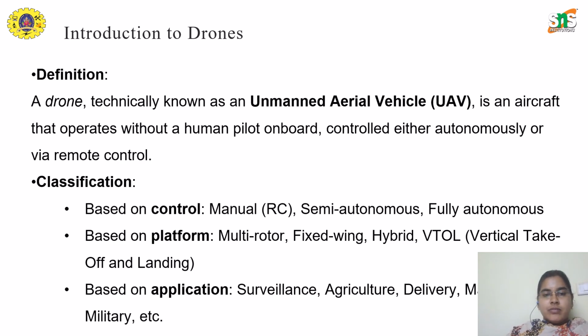There are basically three types of classifications. One is based on control, that is manual, semi-autonomous, or fully autonomous. Another is based on the platform, like what type of platform we are using, like multi-rotor, fixed wing, hybrid, and vertical takeoff and landing, etc. The third is based on application. We have different types of drones specifically fabricated for applications, like delivery, agriculture, surveillance, or particularly military, etc.